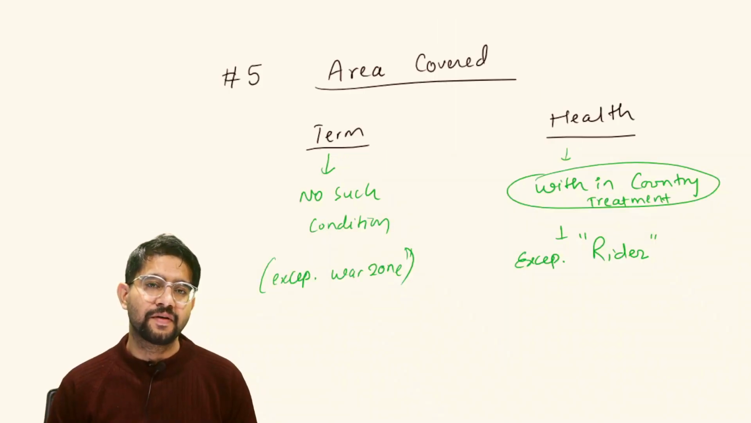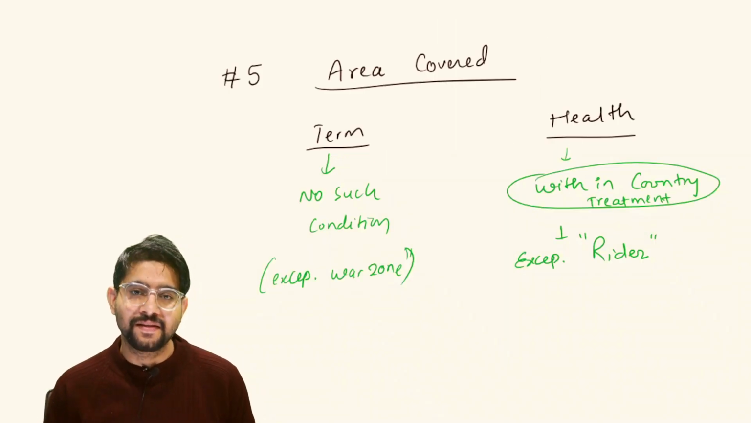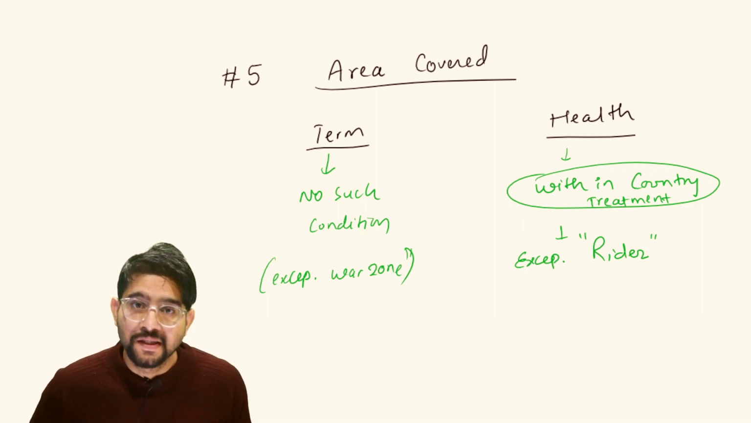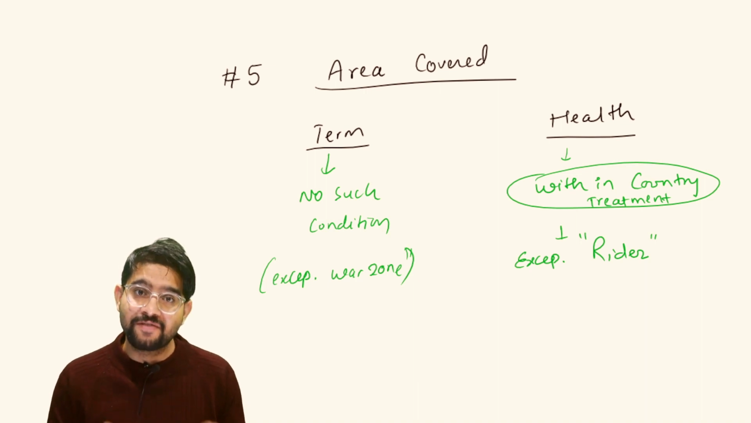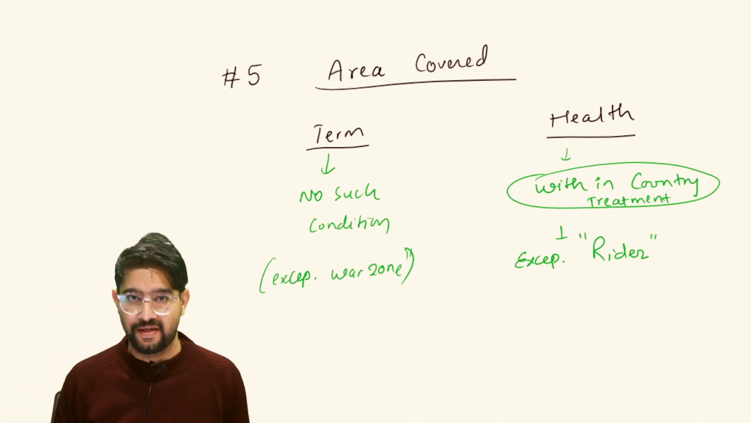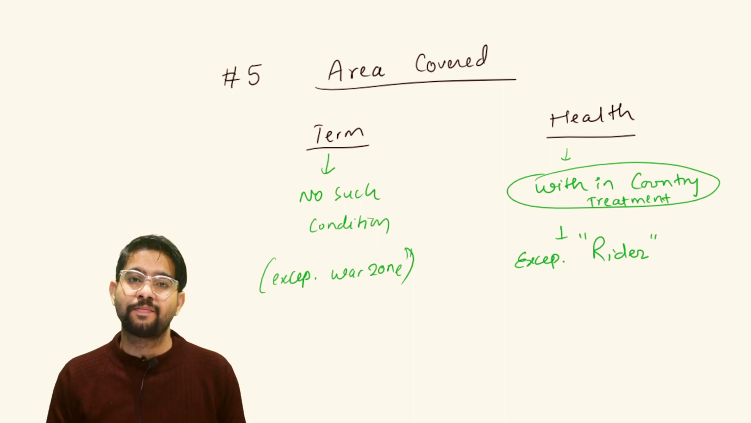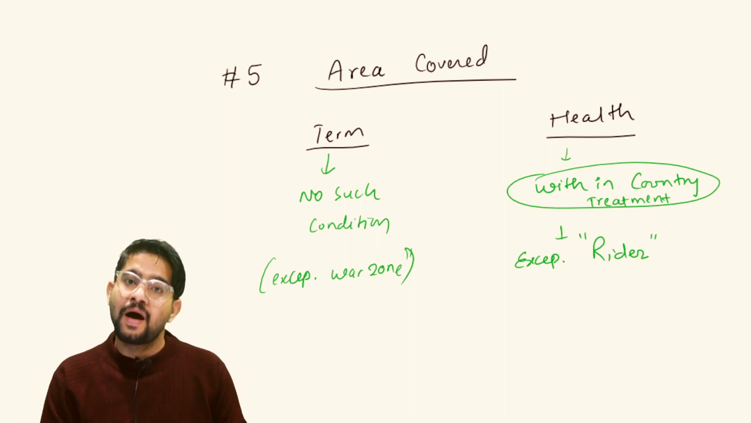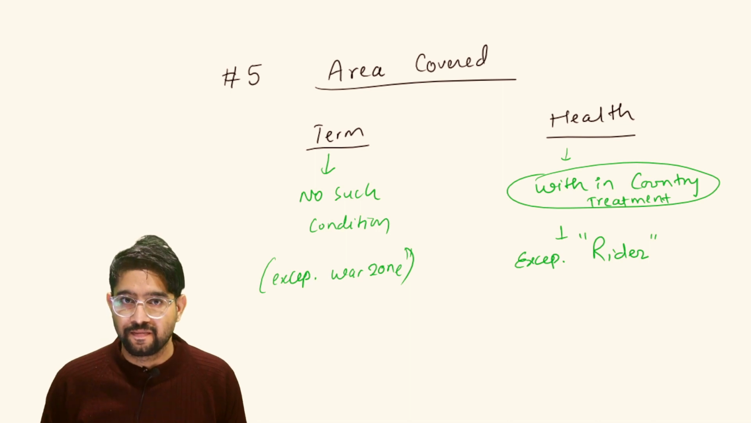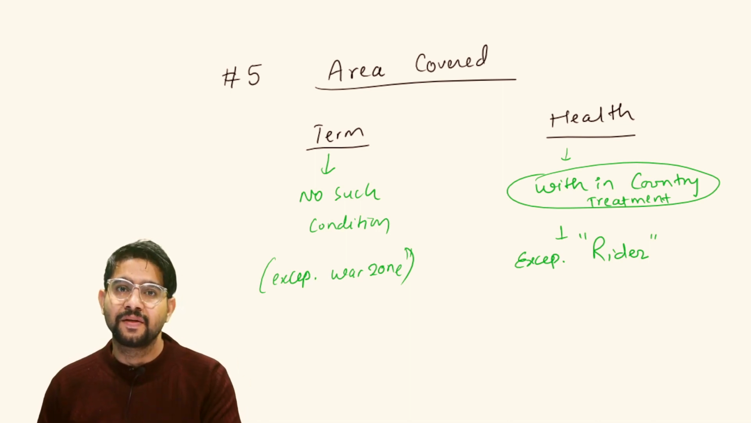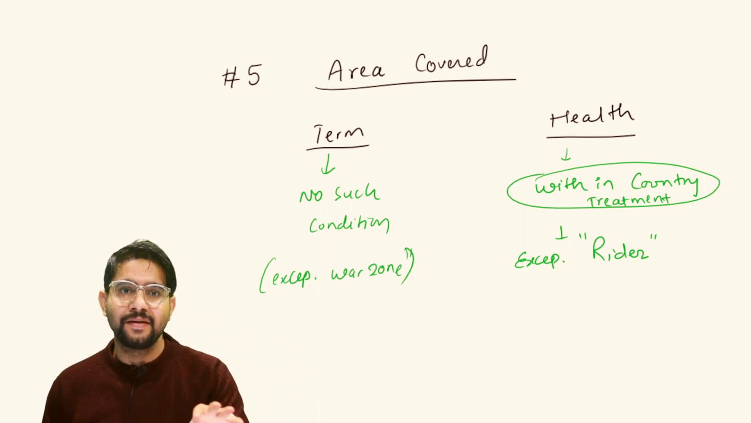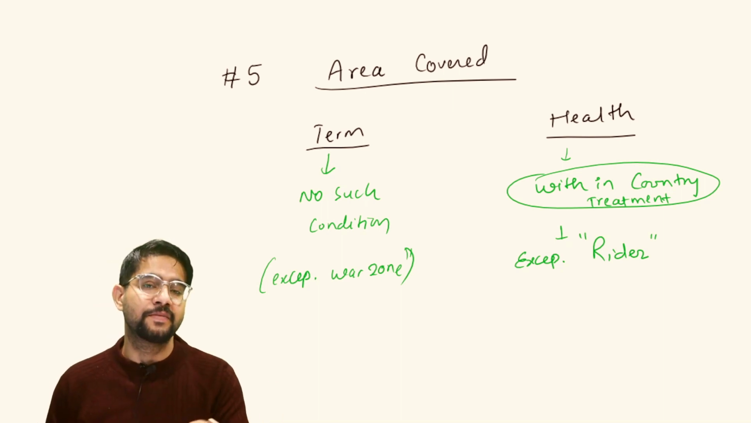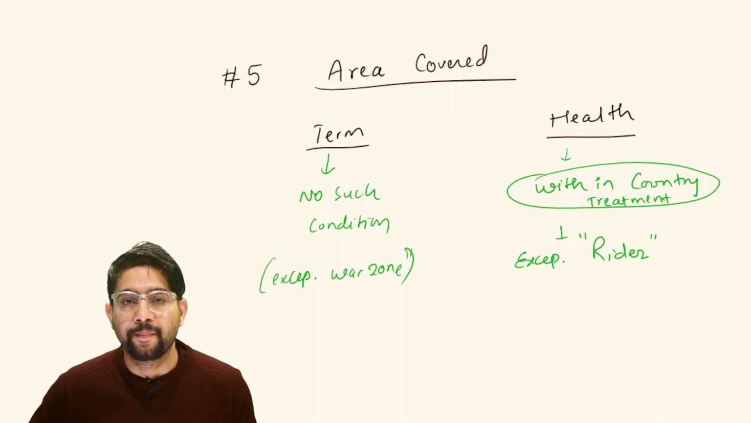The fifth difference is a very interesting one, that is the area which is covered. Generally, in case of health insurance, the policyholder cannot ask for the amount if the treatment has been made outside the country. That means only those treatments which are made within the country are covered by these policies. But उसका भी एक exception है. If the policyholder has taken a rider for global coverage, then wherever he has made the treatment, he can get the reimbursement.